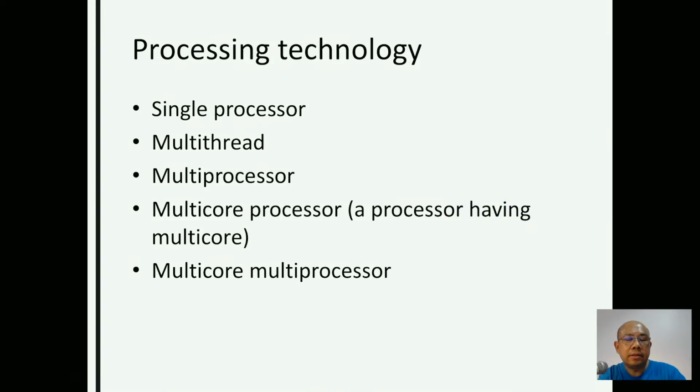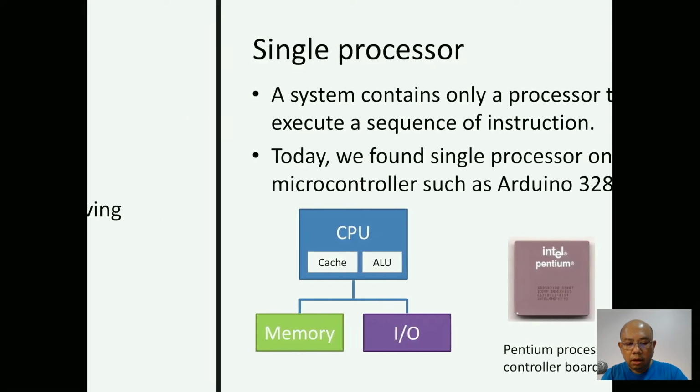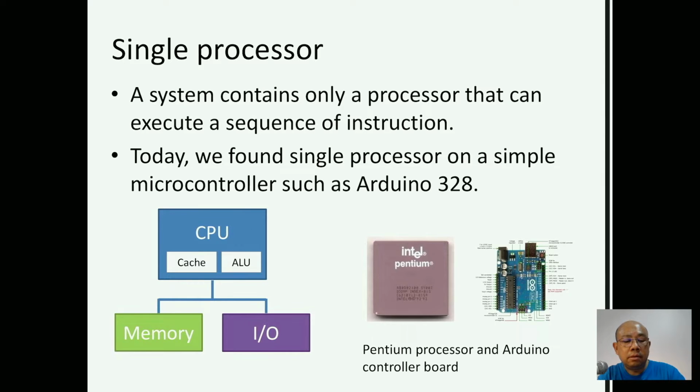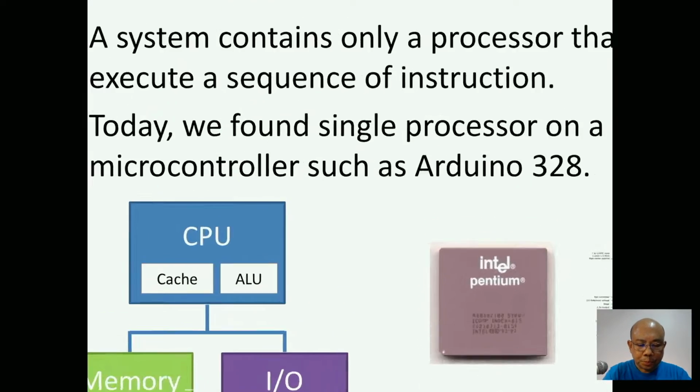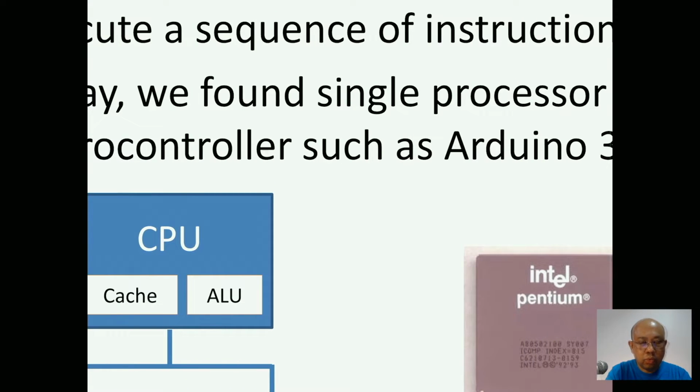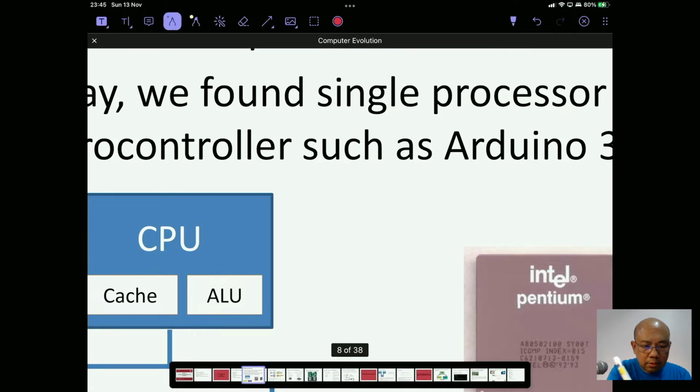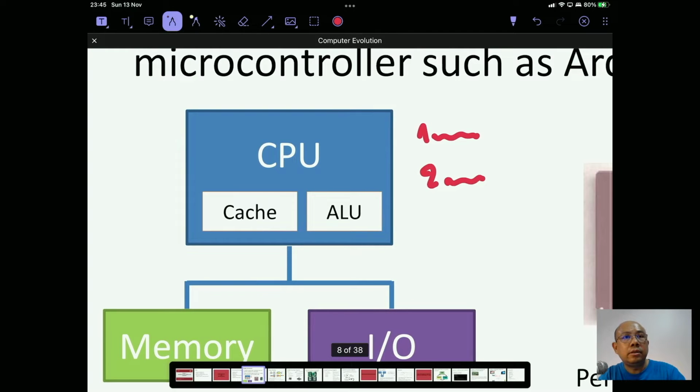In microprocessor technology, what is the meaning of each word? The first word is single processor. A single processor means a system containing only a processor that executes a sequence of instruction sets. For example, I have two instructions, two commands. This is the first command here, and the second command here. And this is a single core CPU.